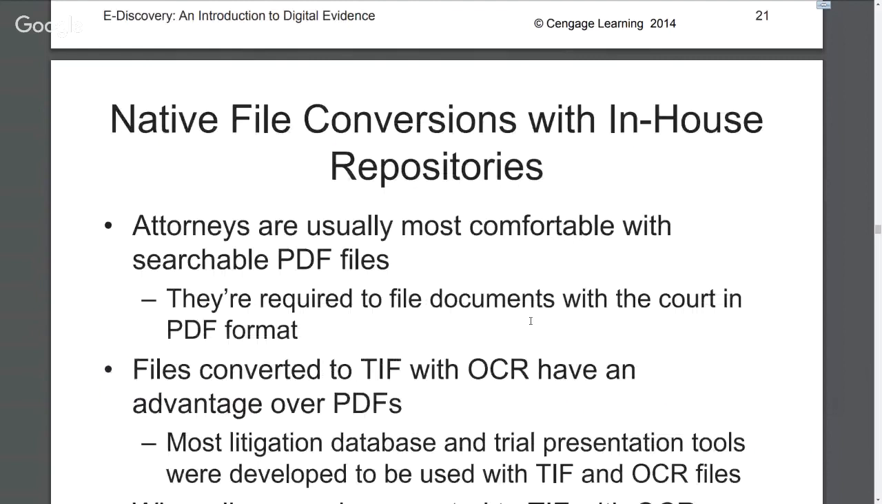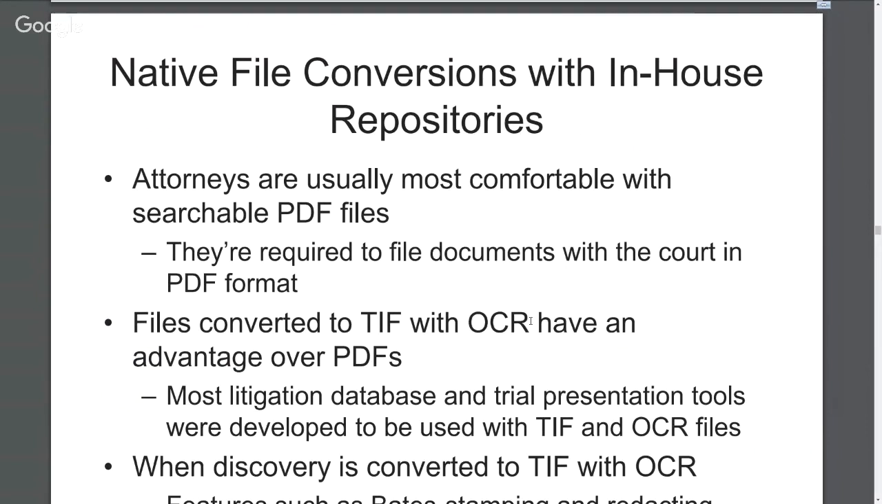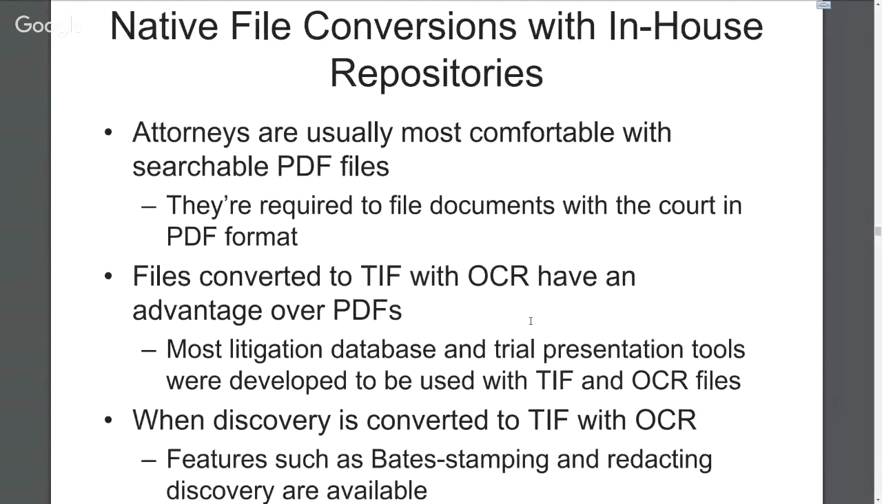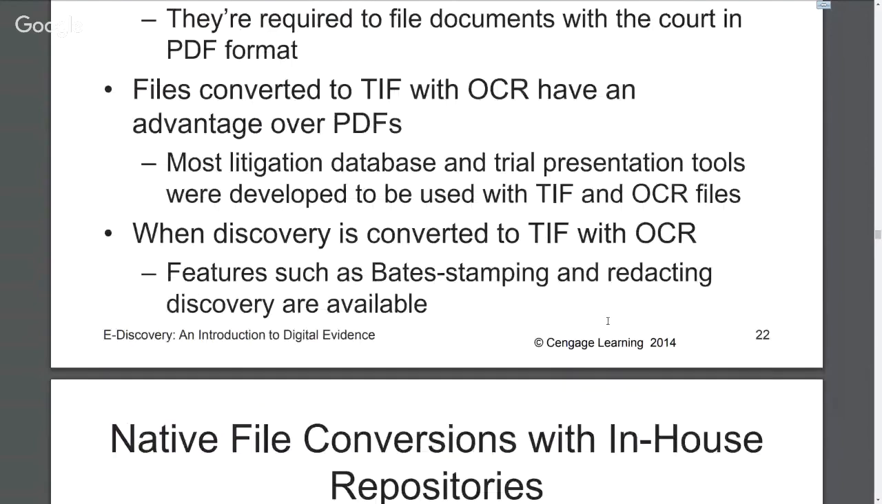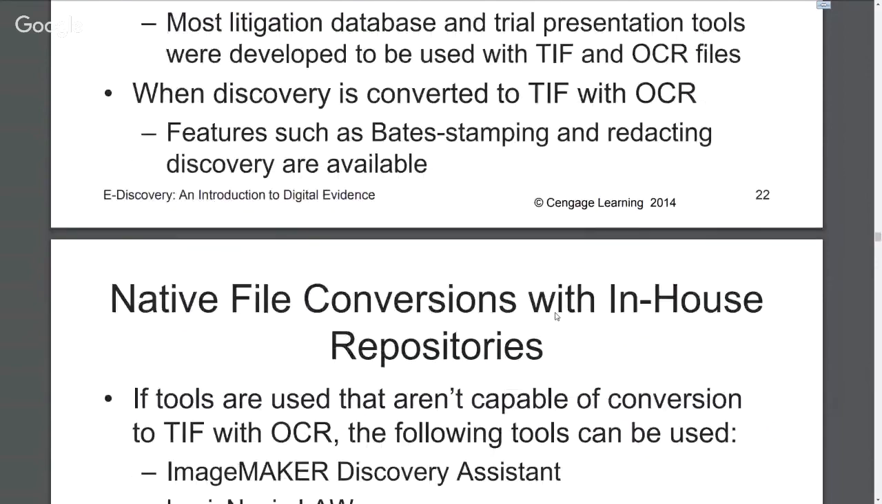Native file conversions with in-house repositories are usually done by attorneys who are comfortable with searchable PDF files. They file them with the court in PDF formats. Files converted to TIFF with optical character recognition have an advantage over PDFs, and most litigation and trial presentation tools are developed to use TIFF and OCR. When discovery is converted to TIFF and OCR, you also get Bates stamping and redaction features that are available.